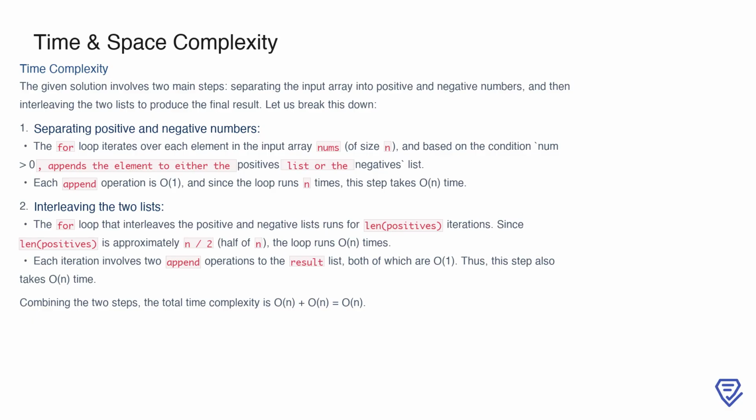Next, we interleave the positive and negative lists to form the final result. The interleaving process iterates through half of the total elements, approximately n/2, as the positive and negative lists collectively contain all elements from the input. During each iteration, we perform 2 append operations to the result list, both of which are O(1). Consequently, this step also takes O(n) time. Combining both steps, the total time complexity of the solution is O(n) plus O(n), which simplifies to O(n).